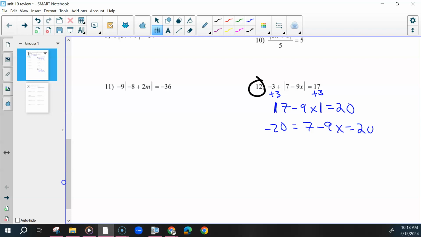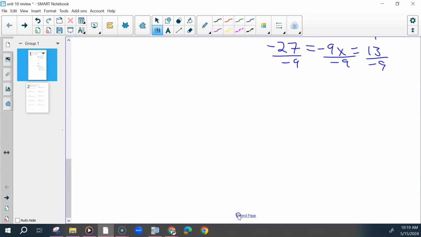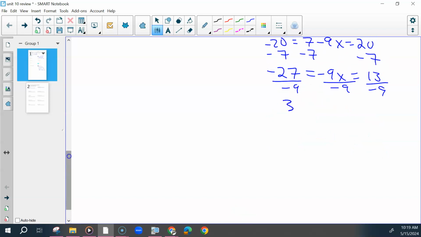How would we start to solve this? Plus minus 7. Minus 7. We have negative 27 equals negative 9x equals negative positive 13. Then divide by negative 9. And I would say put this in the calculator. Go get that if you have that. This is going to stay a fraction.